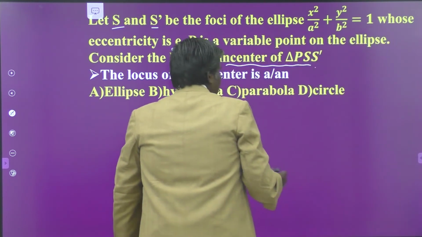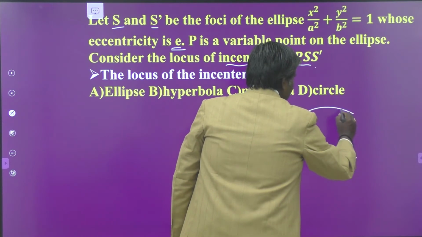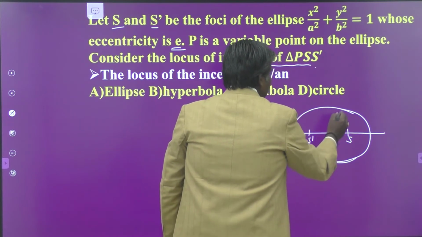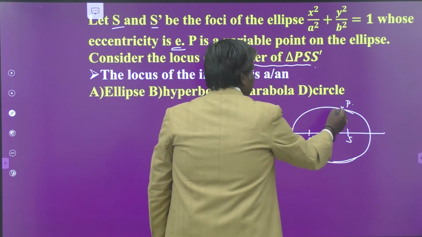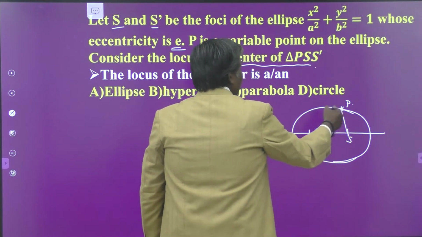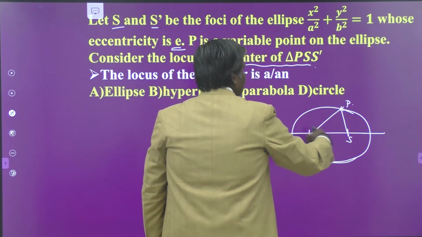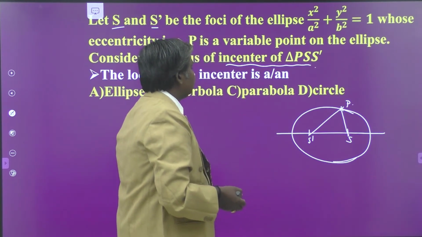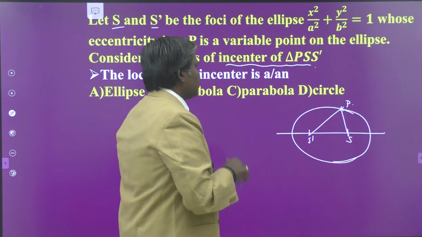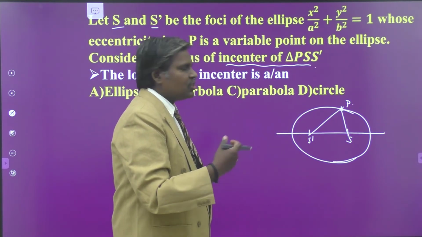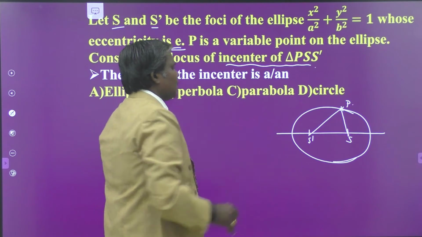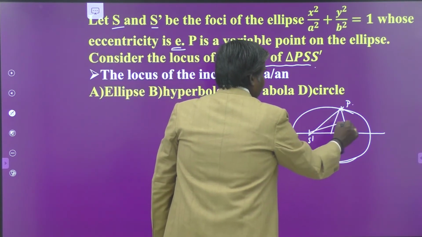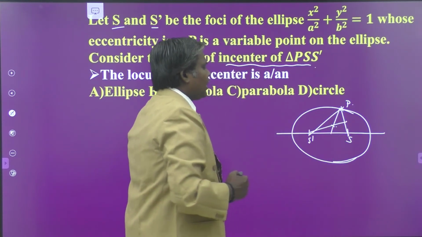So, just to draw a rough diagram, this is the ellipse. The foci are S and S dash. This is my point P on the ellipse. This is varying, because S and S dash are fixed even though P is moving on the circumference of the ellipse. So we have different triangles. For each and every triangle there exists one incenter. You collect all the incenters, and we get some locus. What is that locus they are asking? So this is the incenter, the point of concurrence of the internal angular bisectors.